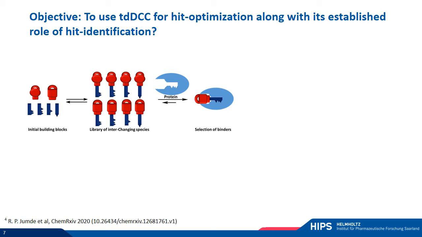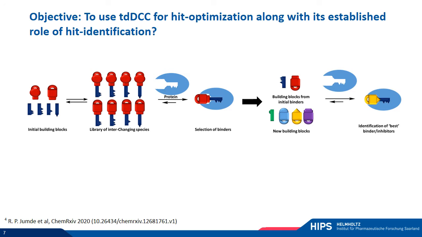We decided to explore the possibility of using target-directed DCC for hit optimization. In target-directed DCC, the target selects and amplifies its binder from the library. Thus, it can be used for the further optimization of the initial hits in subsequently tailored libraries inspired by the initial hits. For example, if we use the building blocks from the initial hits along with new building blocks, there are chances of finding better hits in the next round of DCC.